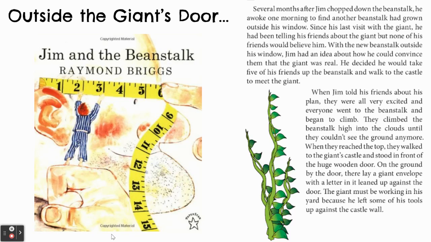They climbed the beanstalk high into the clouds until they couldn't see the ground anymore. When they reached the top, they walked to the giant's castle and stood in front of the huge wooden door. On the ground by the door, there lay a giant envelope with a letter in it leaned up against the door. The giant must be working in his yard because he left some of his tools up against the castle wall.